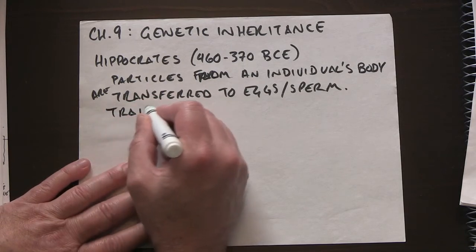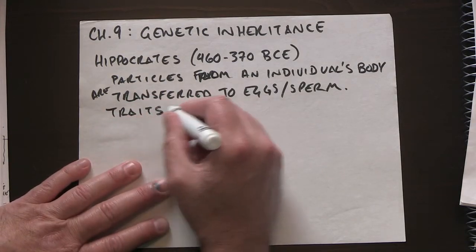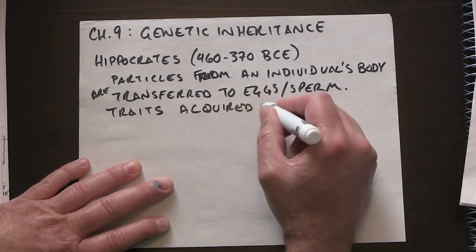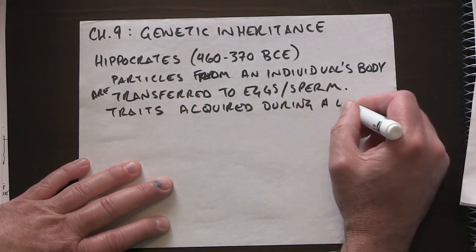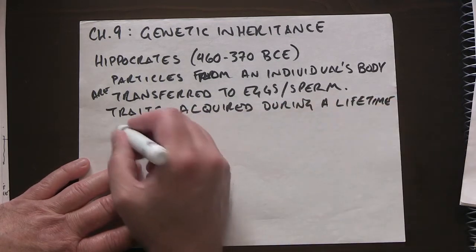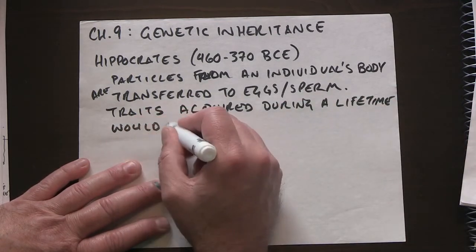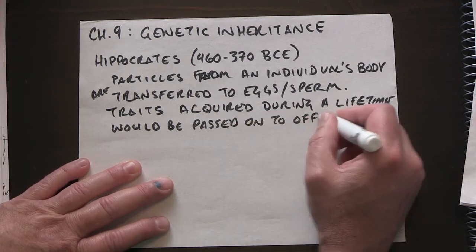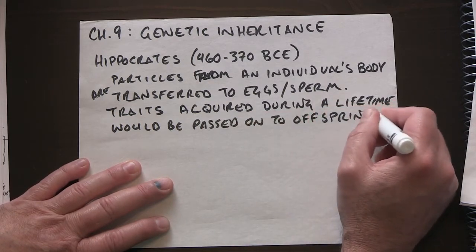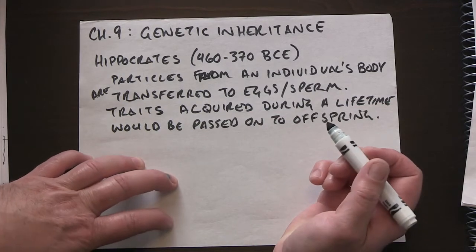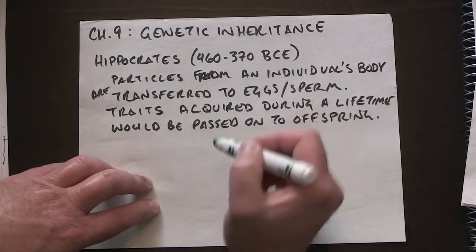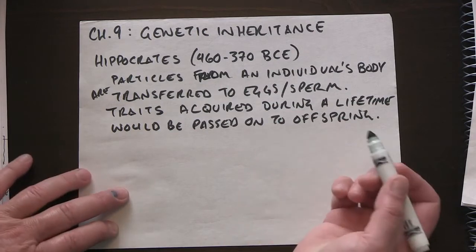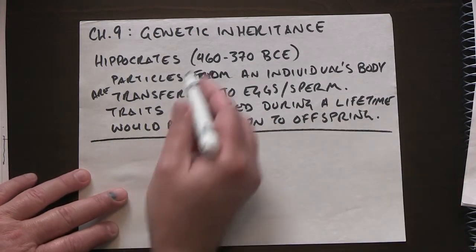One of the other ideas that he came up with was that traits acquired during someone's lifetime could be passed on to the offspring. So, like, if you had crooked teeth and you went and got braces to straighten your teeth, your children would have straight teeth because you fixed the crookedness out of them, basically. So that was a long time ago.